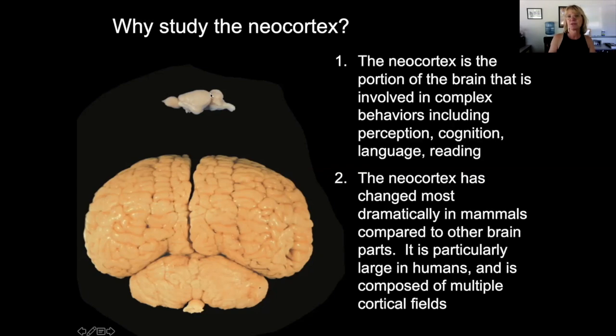And why do I want to focus on the neocortex? Well, the neocortex is the portion of the brain that is involved in complex behaviors, including perception, cognition, and if you're human, language and reading. It's also the portion of the brain that's changed most dramatically in mammals over time compared to other brain parts like the spinal cord, the brainstem, and I think even the dorsal thalamus.